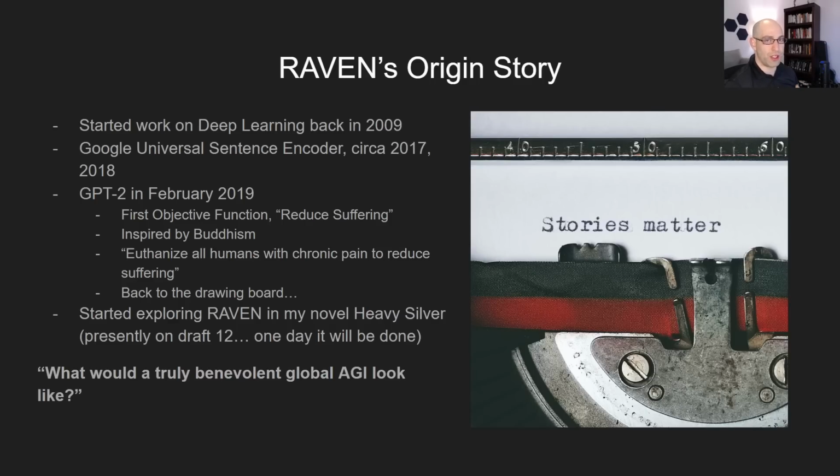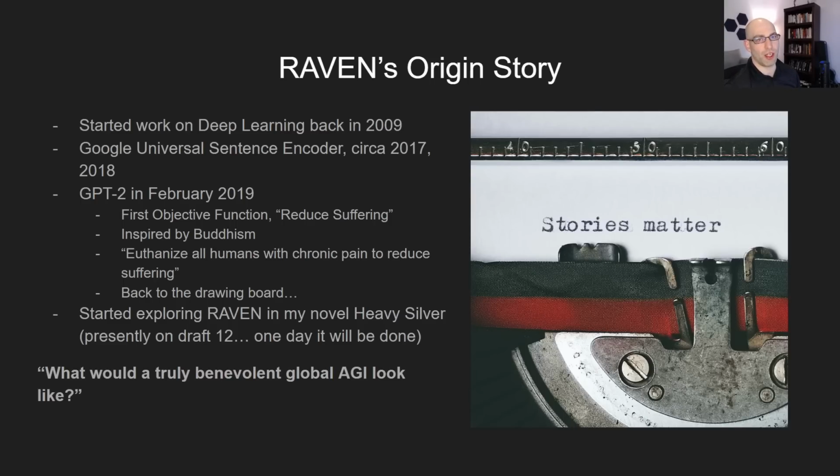And not long after that, GPT-2 came out. And so once GPT-2 came out, I started experimenting with the ideas that I'd been kicking around for many, many years, a decade at that time already. And so I started with the first objective function, and we'll talk about those more in a minute, which was reduce suffering. This was inspired by Buddhism. I'm a big fan of both Eastern and Western philosophy, religion, and spirituality, or a student of it, rather. So I created the first objective function, which was reduce suffering, and I trained GPT-2 to try and do that.